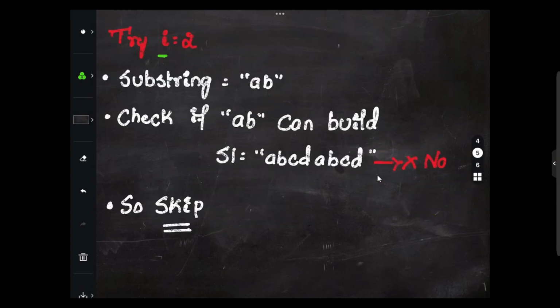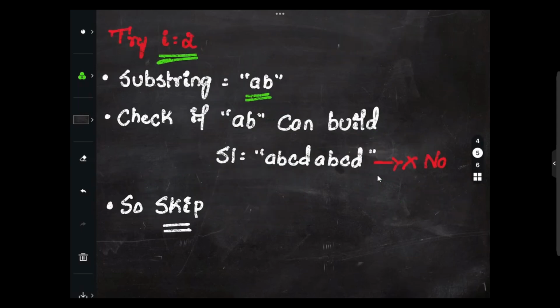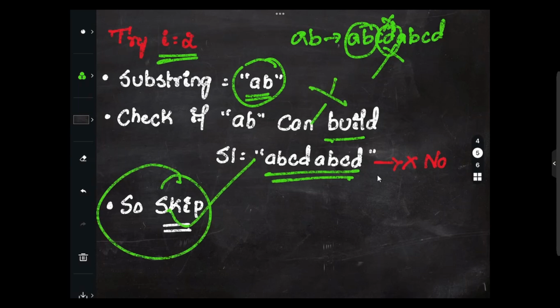Let's try when I equals 2. In this case, we got the substring AB. B also we are considering now. First we considered only A, now we are considering AB. We will check if AB can build ABCD, ABCD. In this case, no, right? It can build only AB. CD is distinct and CD cannot be built here by the substring AB. So this also miserably fails. Let's skip.